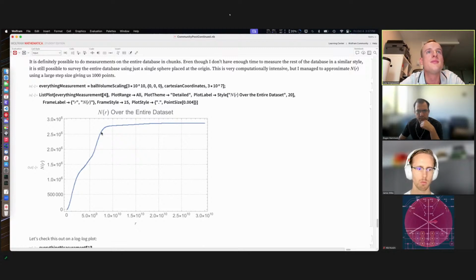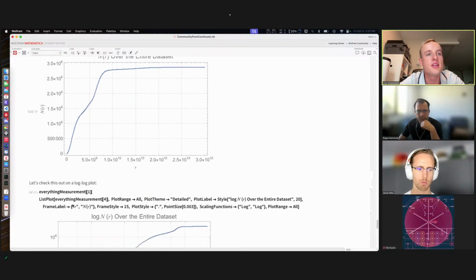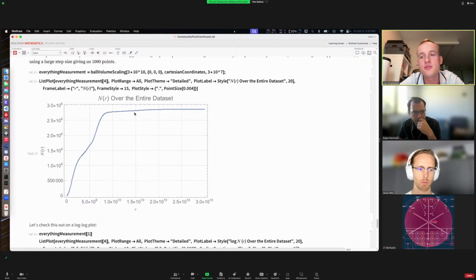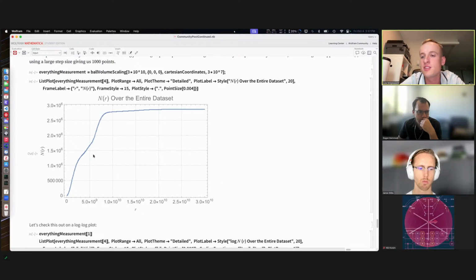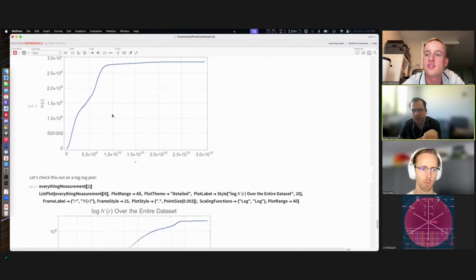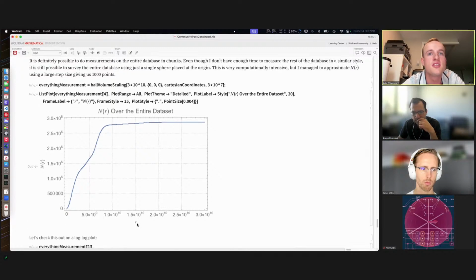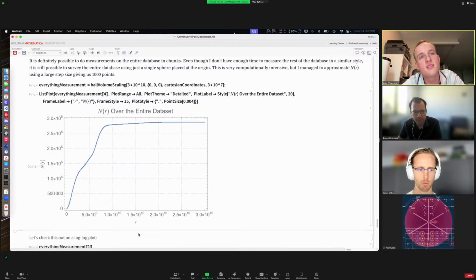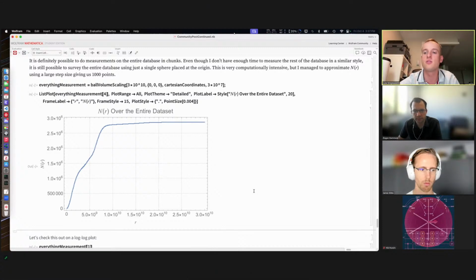This is also kind of deceiving because it was very approximated. The step size on this is huge. Otherwise it would take ages to compute this. But this is what it looked like. Wait, I was curious, what's the horizontal axis? This is R in light years. So this is N of R, with R centered at the origin, growing over one sphere.